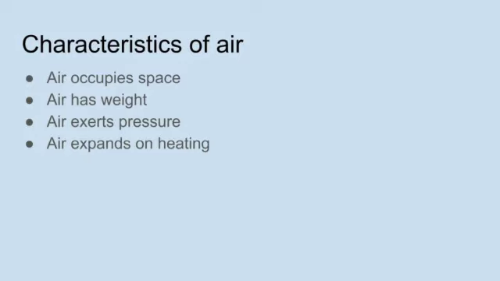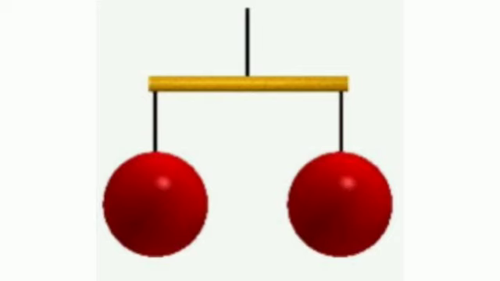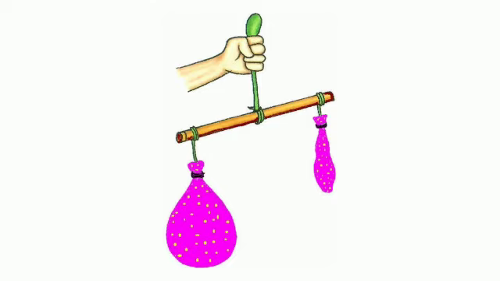Now children, the second characteristic of air is that air has weight. And this we will prove with the help of a small activity. For this activity, we require 2 identical balloons, and then we will blow a small amount of air into one balloon and a large amount of air into the other balloon. Then we will tie the balloons on both the ends of a thin stick. What will we observe then? The balloon with more air is heavier. This shows that air has weight.